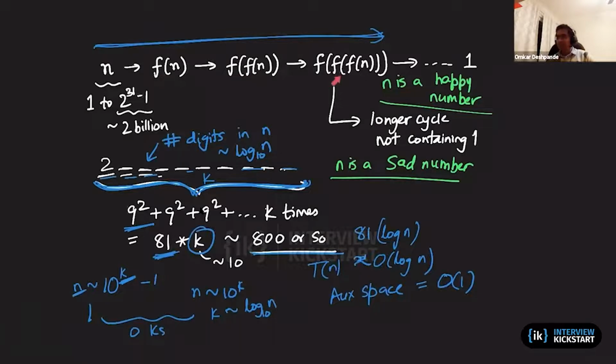So even if each of these numbers was different, after looking at 81 times log n numbers in this sequence, by the pigeonhole principle, some number would start repeating. So that means the length of the chain up to the point where you actually have a cycle beginning is going to be at most log n.